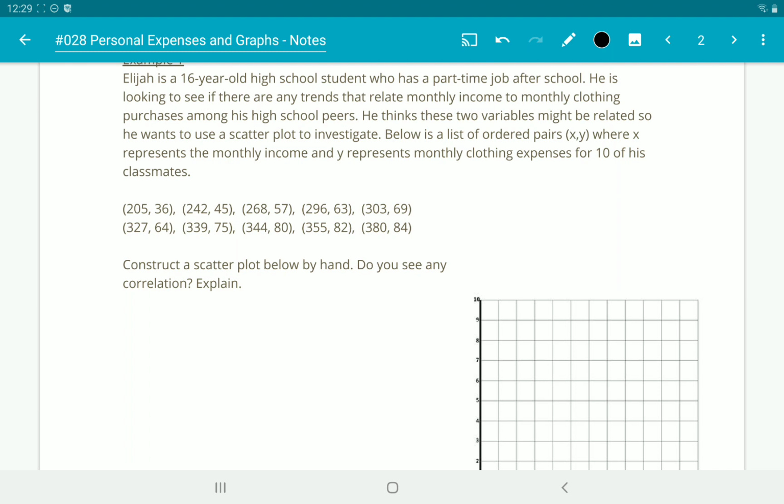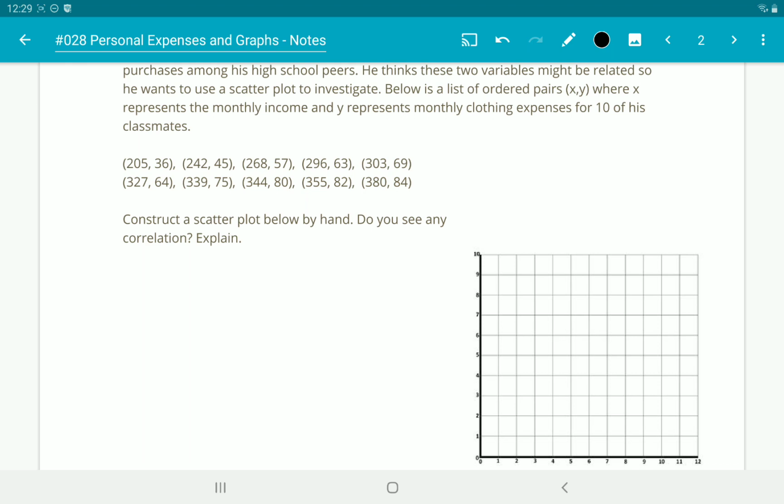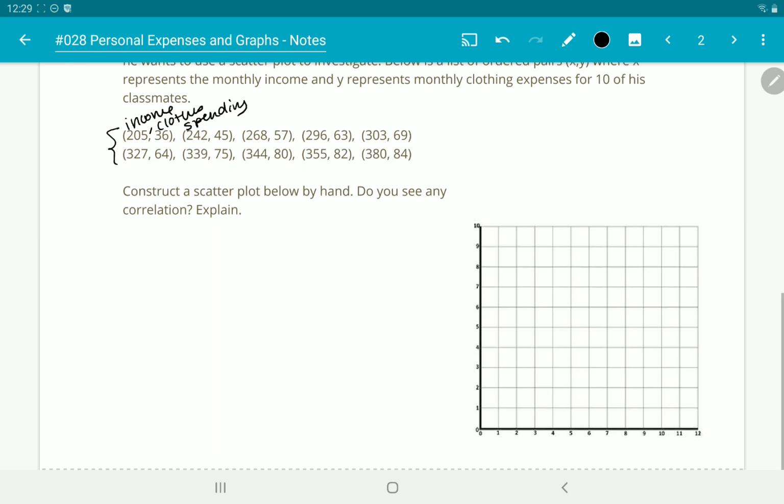Below is a list of ordered pairs, x, y. Each one has a number, comma, a number, where the first number, x, is the monthly income, so how much money this person makes a month, and y represents how much they've spent on clothes for that month, for 10 of his classmates. So he's got 10 pairs here. Each one is the income, comma, clothes spending. It says to construct a scatter plot below by hand.